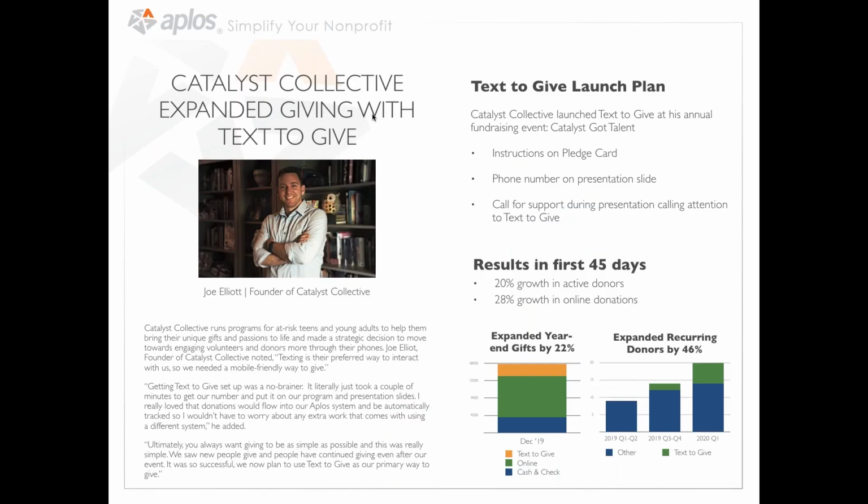And someone who did those ideas is Joe Elliott here, the founder of Catalyst Collective, one of our customers, and they implemented text to give at one of their events. I won't read his testimonial here, but it's there if you want to read it. What they did is they basically did those 3 exact things. They did an event called, it's their annual fundraising event called Catalyst Got Talent. And this is when they implemented the text to give. They did the instructions on the pledge card. They also provided the phone number on the presentation slide. And they did a call for support during the presentation, calling attention to the text to give.